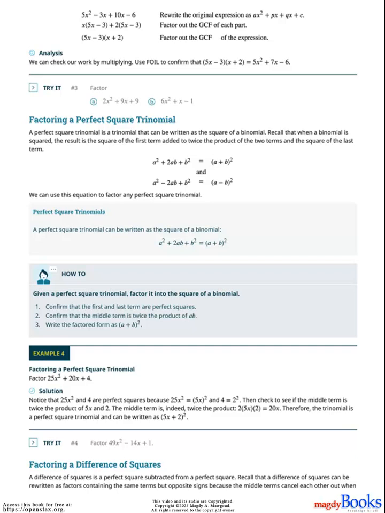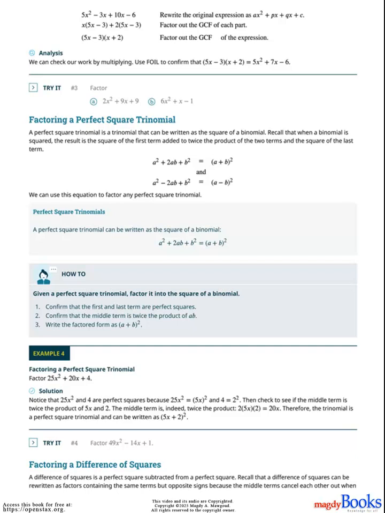Rewrite the original expression as ax squared plus px plus qx plus c. x(5x minus 3) plus 2(5x minus 3). Factor out the GCF of each part. (5x minus 3) multiplied by (x plus 2). Factor out the GCF of the expression.